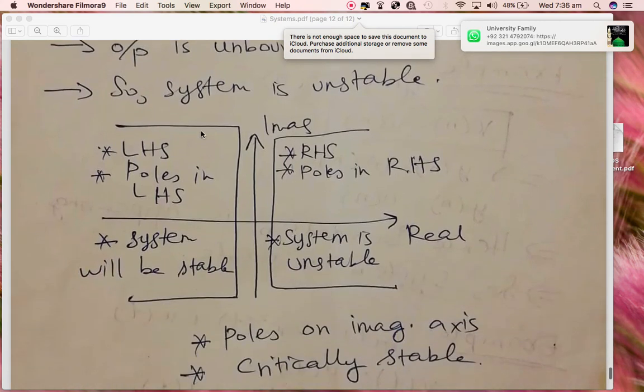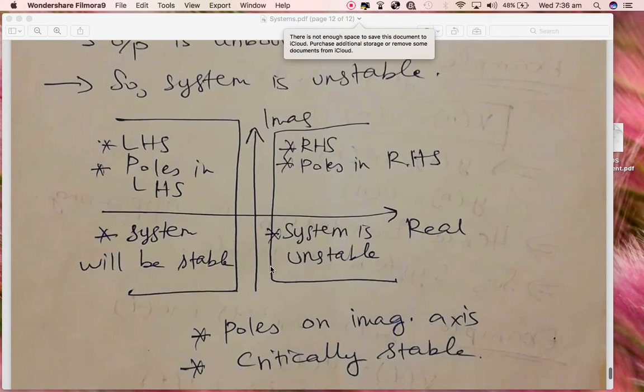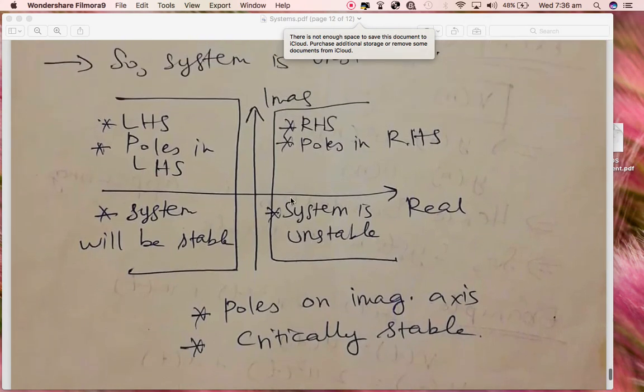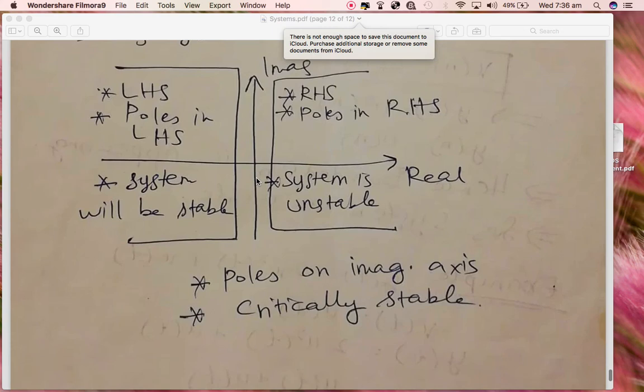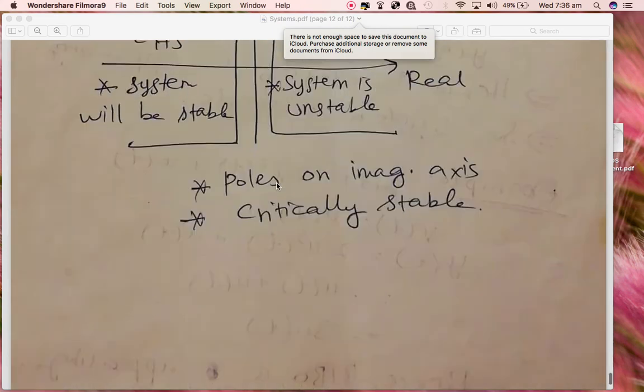This is a demonstration of the Laplace transformation, with a real axis and an imaginary axis, and it tells us that if the poles of the system are on the left hand side, it is a stable system. Otherwise, if they are on the right hand side, it is an unstable system. When the poles are on the imaginary axis, it is a critically stable system, but this is not within the scope of this lecture.